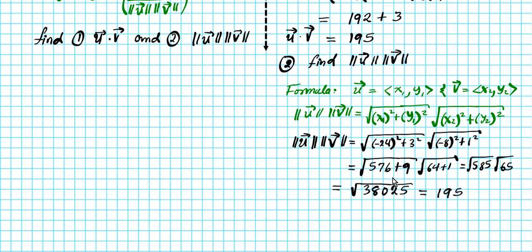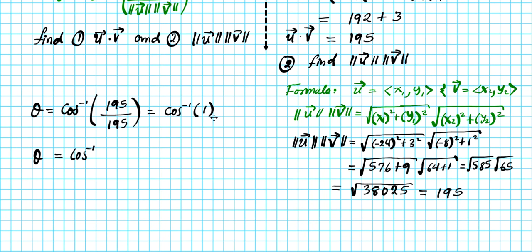Now we are in a position to compute the angle. Okay, so now theta is going to be the inverse cosine of the dot product, which is 195, divided by the product of the magnitudes, which is also 195. And that's going to give us the arc cosine of 1. Okay? So let's figure this out using our unit circle. So what is the inverse cosine of 1? I want to write it using a combination of x and y coordinates on the unit circle.